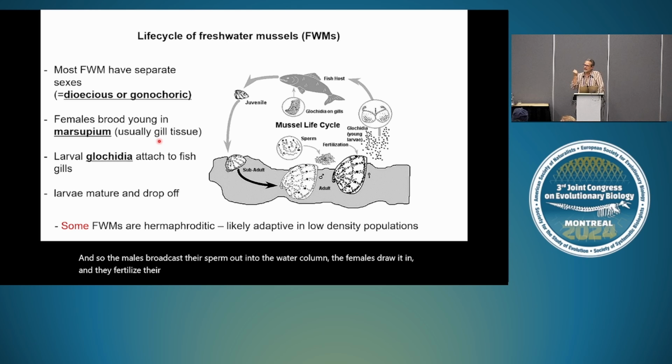Then those embryos mature a little bit on modified gill tissue. Then the females will shoot their parasitic glochidia larvae out into the water column, and they ideally clamp onto the gills of a host fish. They mature there for a while, drop off, and complete their life cycle.